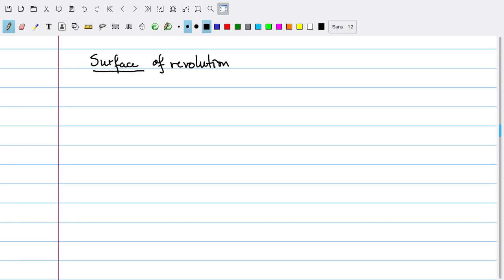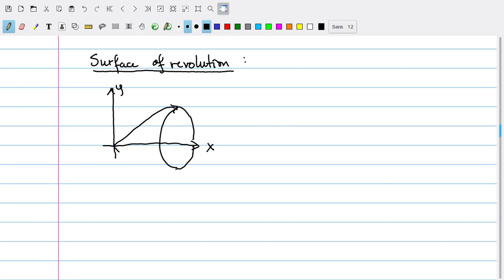Now, I'm not talking about revolution in the sense that we're going to go grab our muskets. I'm talking about taking a curve, say some sort of curve in the xy plane, and I'm going to spin it around either the y-axis or the x-axis. And I could also spin it around the z-axis if I'm thinking about some curve in the xz plane or the yz plane. Let's just think about here spinning this around the x-axis. And when I do that, I generate a surface.